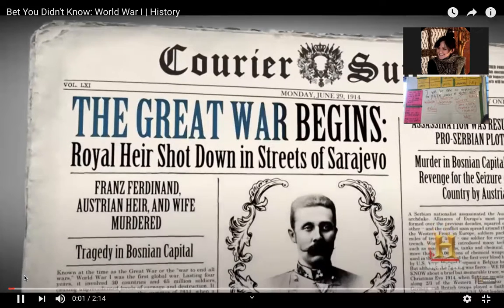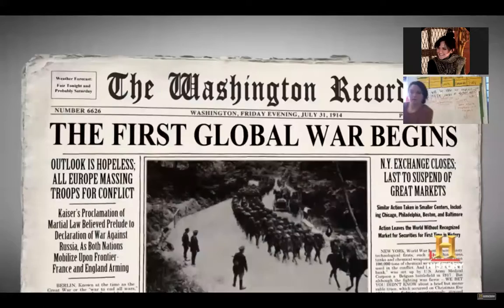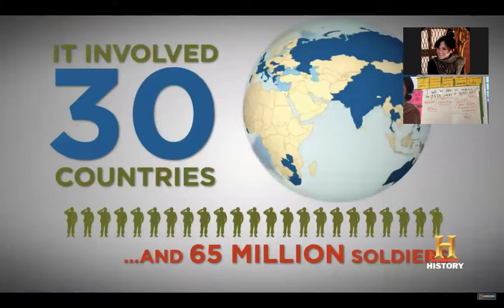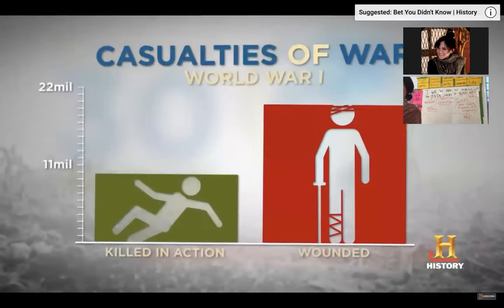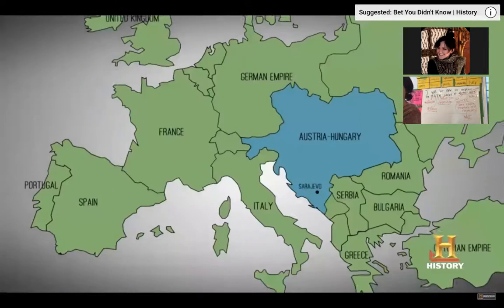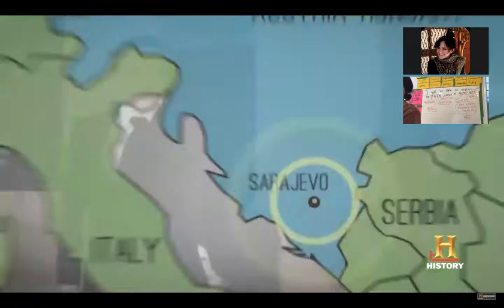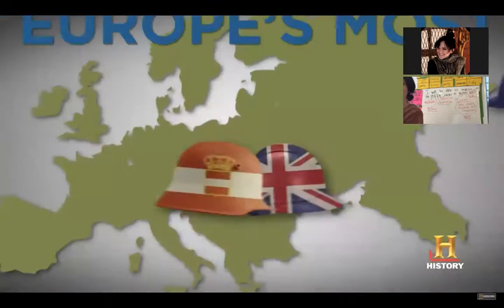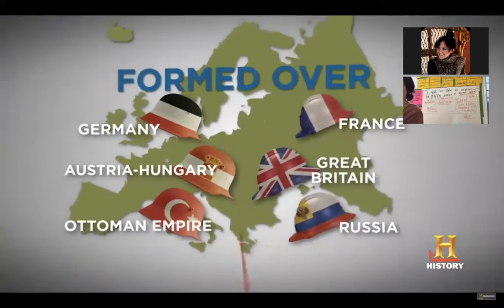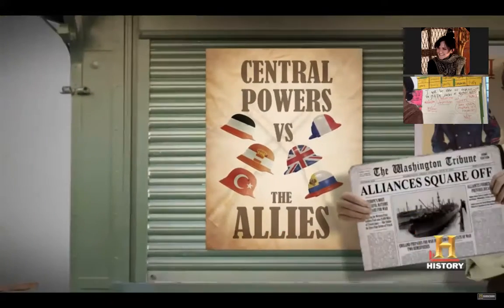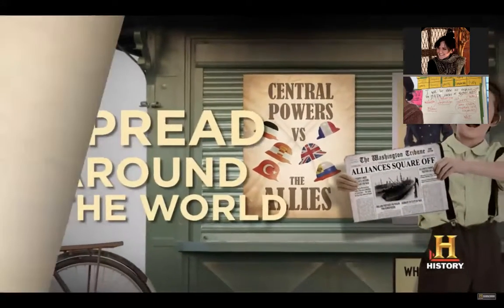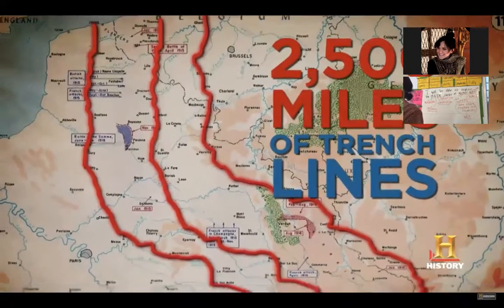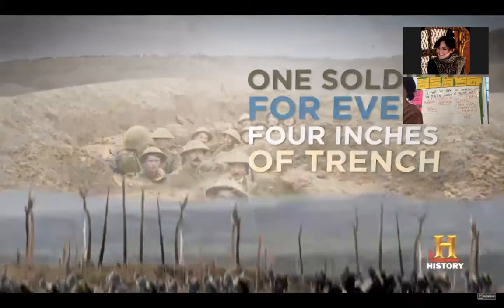Known at the time as the Great War, or the War to End All Wars, World War I was the first global war, lasting 4 years. It involved 30 countries and 65 million soldiers, causing unprecedented levels of carnage and destruction. It all started in Europe during the summer of 1914, when a young Serbian nationalist assassinated an Austro-Hungarian archduke. Alliances of Europe's most powerful nations, formed over the previous decades, squared off against each other, and the conflict soon spread around the world. Along the Western Front in Europe, soldiers packed into 2,500 miles of trench lines, one soldier for every 4 inches of trench.